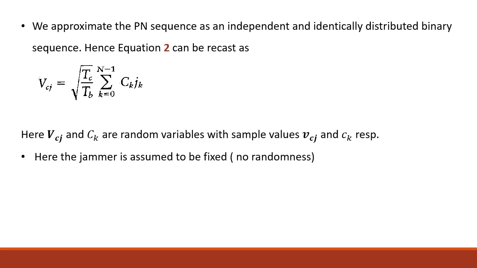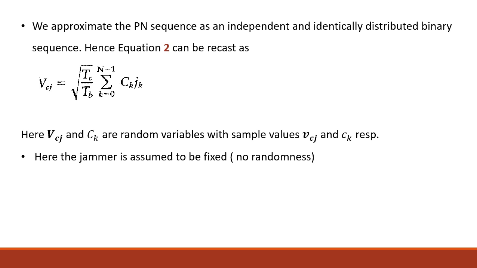So next we approximate the PN sequence as an independent and identically distributed binary sequence. So the previous equation, that is equation number 2, can now be rewritten as capital VCJ is equal to root of Tc by Tb summation k going from 0 to n minus 1 capital Ck into jk. Here capital VCJ and capital Ck are now random variables with their sample values as small vcj and small ck as in equation 2.